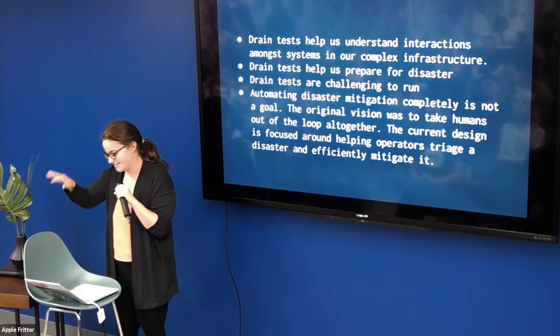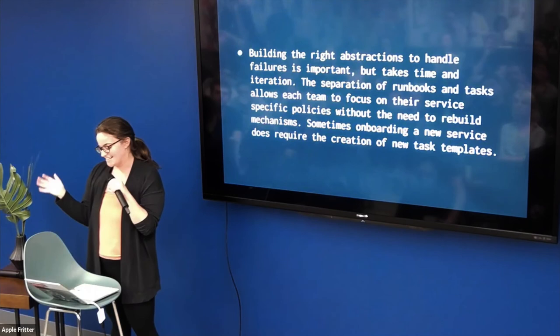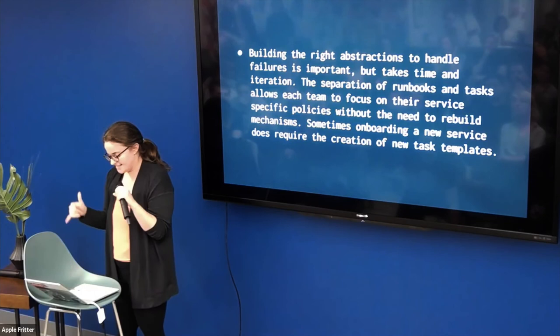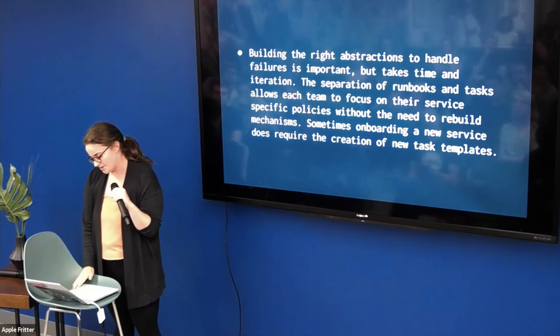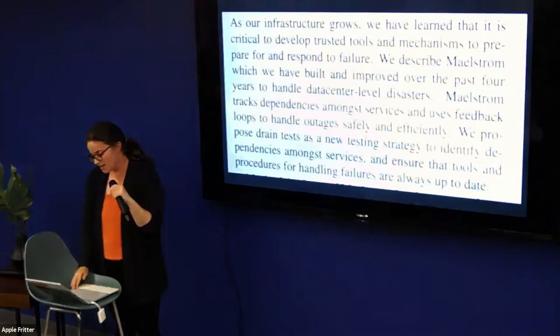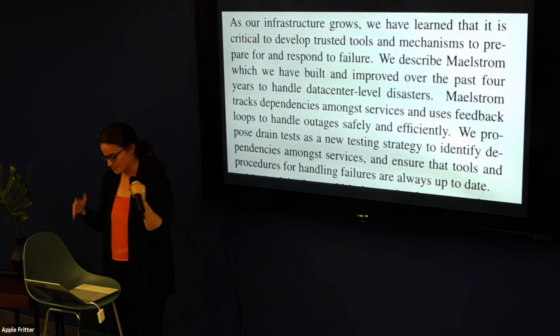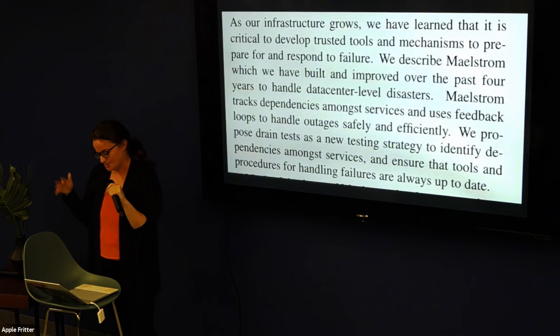And then building the right abstractions to handle the failures is super important. The runbooks and the tasks allow the team to own their service and their policies for moving that service, which is really good, but they also need to be kept up to date, or else it will fail, but that's where the drain tests come in. So they learned over time that as their infrastructure becomes more complicated, it's critical to develop trusted tools and mechanisms to prepare for and respond to failure.